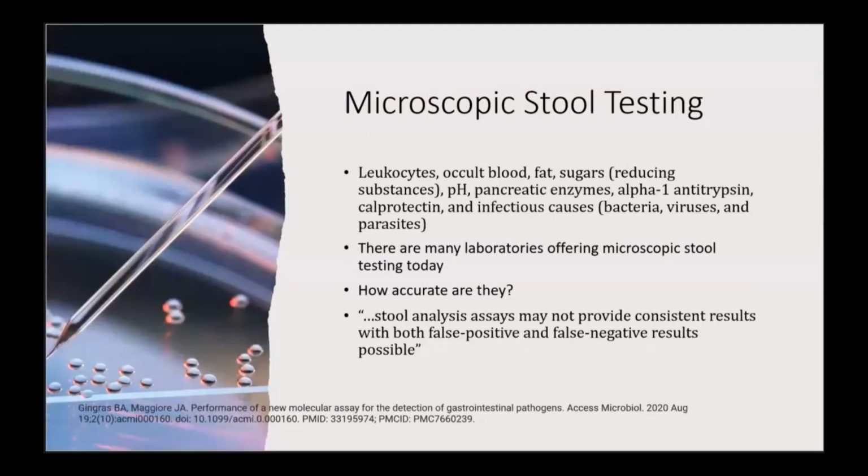So how do we test the microbiota? Well, we do stool testing mainly, right? We can look for things like leukocytes, blood, fat, sugars, pancreatic enzymes, pH, infectious causes, right? Of course, looking at bacteria, viruses, parasites. Lots of different labs out there today. And the question is, are they accurate? And the interesting thing is that stool analyses may not provide consistent results with both false positive and false negative results possible. And there's some interesting data now where people are starting to study which ones are the best ones.